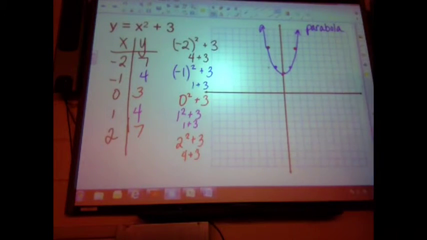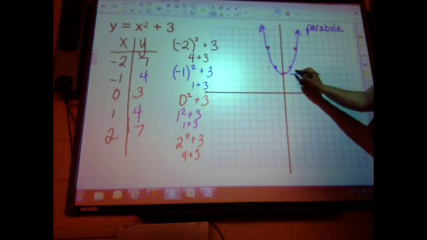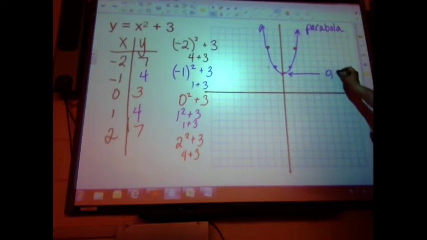So parabola is spelled P-A-R-A-B-O-L-A. And then there are some additional vocabulary terms that you need to be familiar with. Y-intercept is still the same as it was when we were graphing linear functions. Y-intercept just means the point where the line crosses the y-axis. Well, in this case, it's a parabola, so it's the point where the parabola crosses the y-axis. It happens to be right here at the point 0, 3. This is our y-intercept.